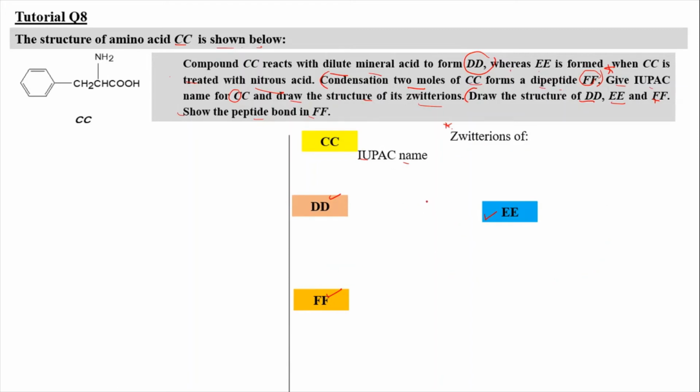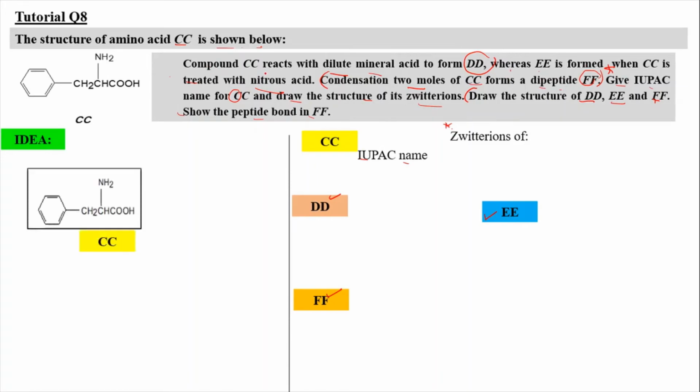Okay, and in order to understand what the question really wants, as usual, we need to come up with an idea. Okay, so if we were to read the question again, we can say that the compound CC will react with dilute mineral acid to form DD. So dilute mineral acid here can be HCl or H2SO4. Okay, maybe I will choose the HCl. So CC is going to react with HCl in order to form DD.